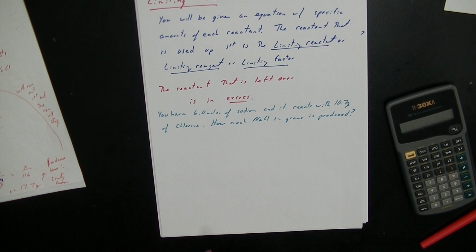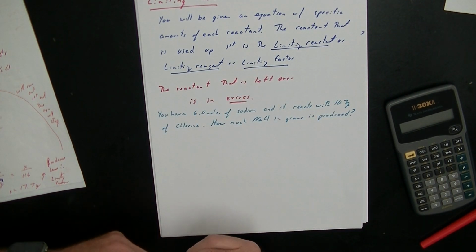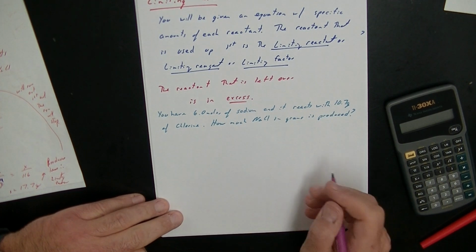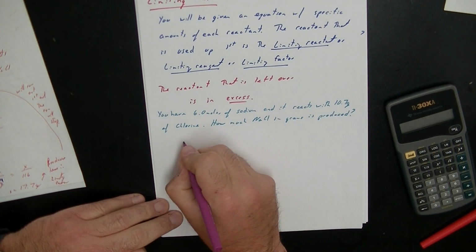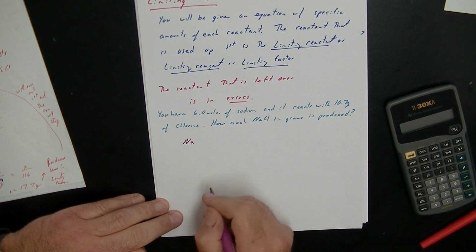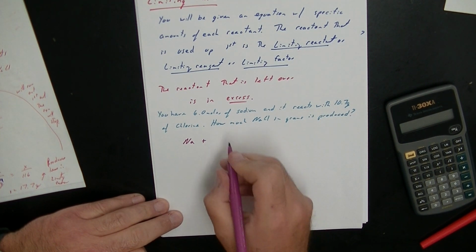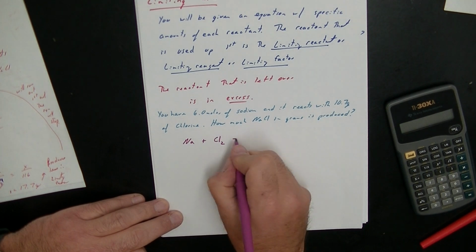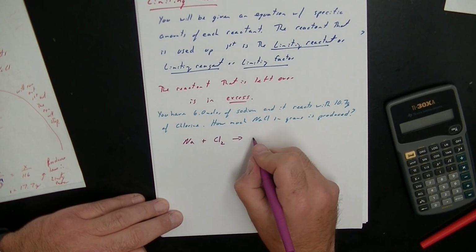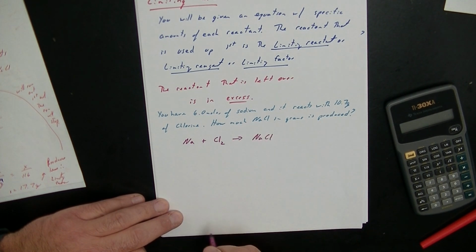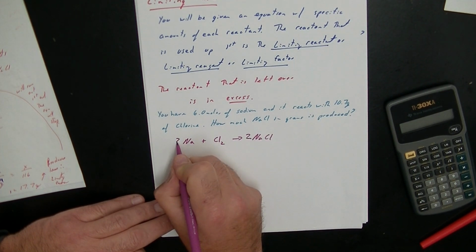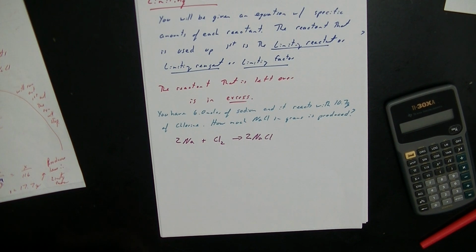Well, just like we've been doing, we need the chemical equation. So this is actually a combination or a synthesis reaction. We're going to take Na and react it with chlorine. Remember, chlorine is a diatomic, and it's going to produce NaCl. We need to balance, so this has to be a 2 and this has to be a 2. So there's my balanced equation.